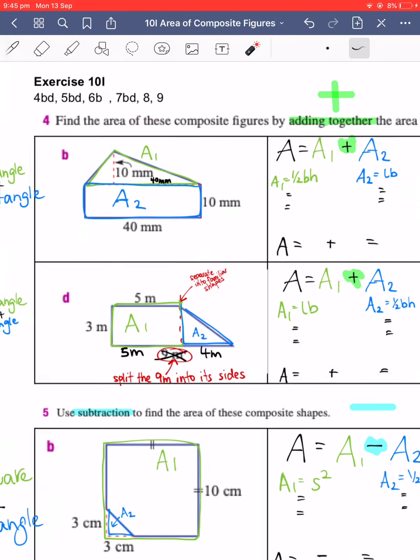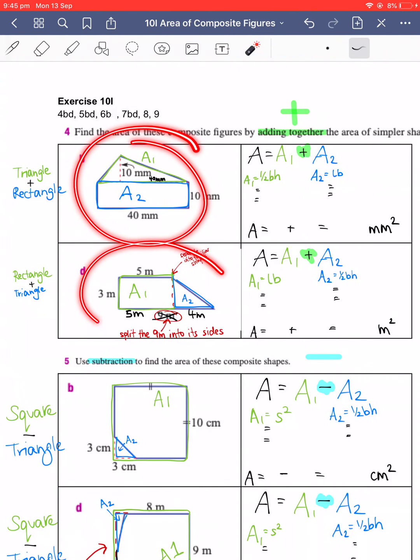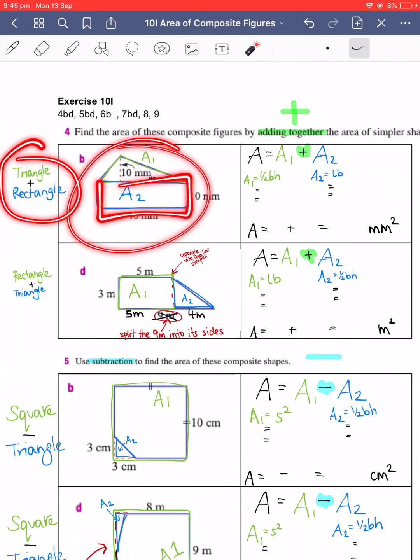So what I've done here is I've tried to break it down as much as possible. When you're looking at any of these composite shapes, the first thing you want to do is to break it down into easy shapes to understand. So the first one I've got here, I can see a triangle and a rectangle. So I'm going to add those two together.